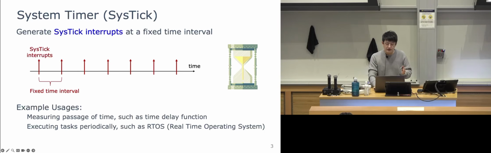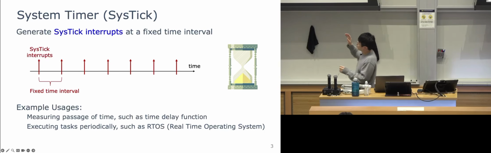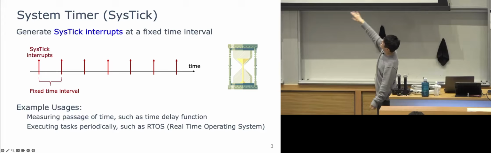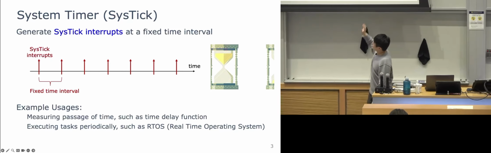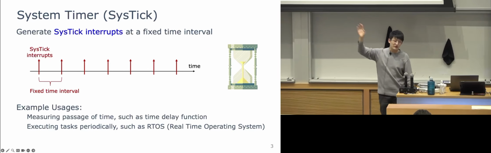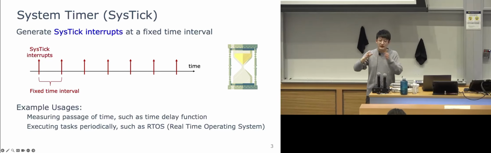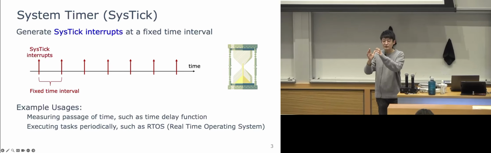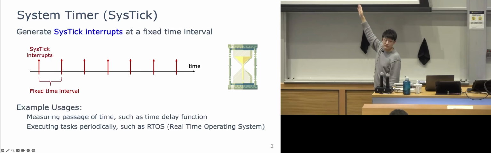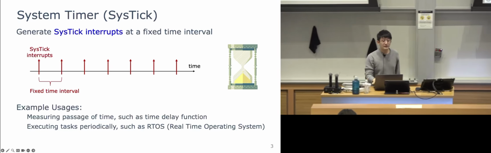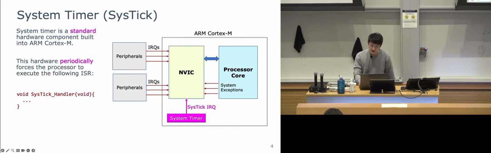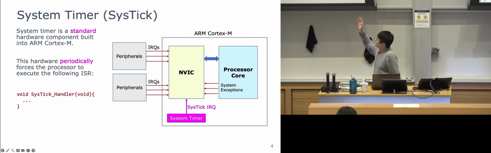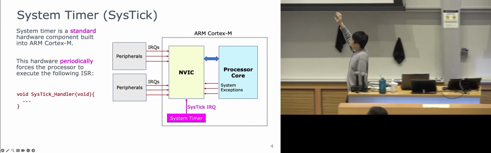There are different usages. The one we mainly talk about is the RTOS, the real-time operating system. But it can also be used just for time delay functions. In a lot of the code, you have a sleep or delay with a number, and that's usually done through the SysTick.